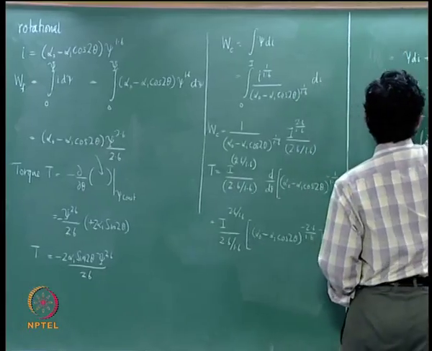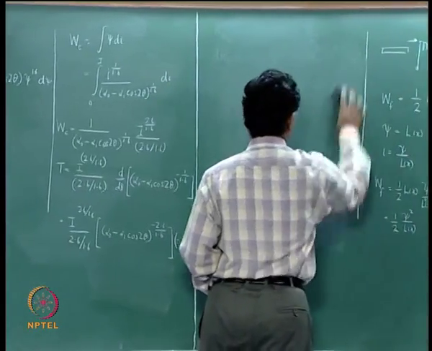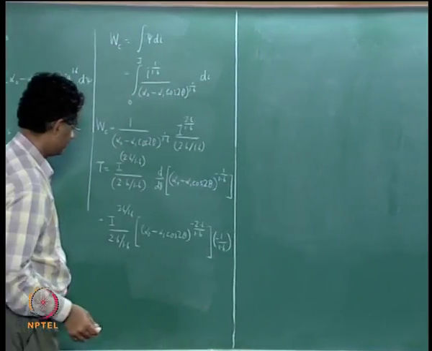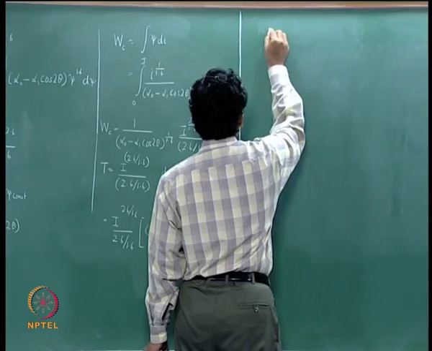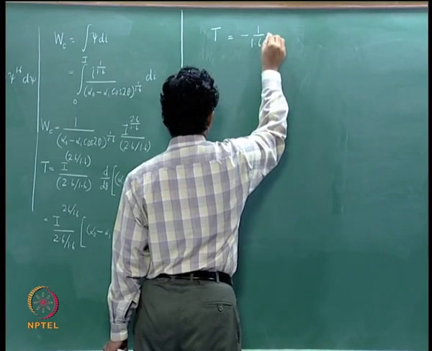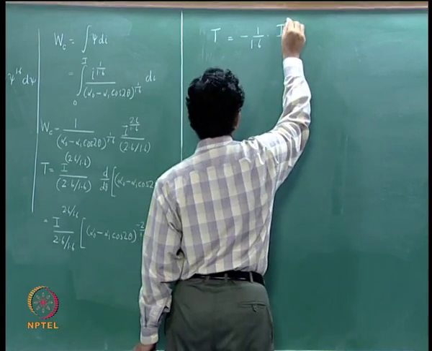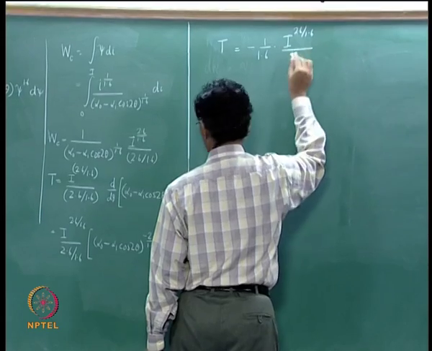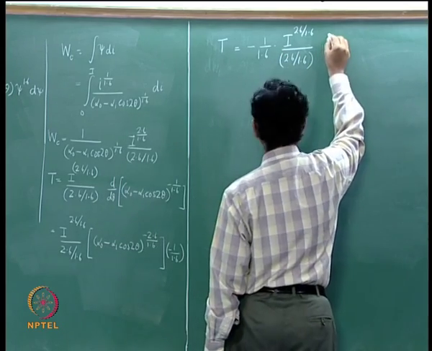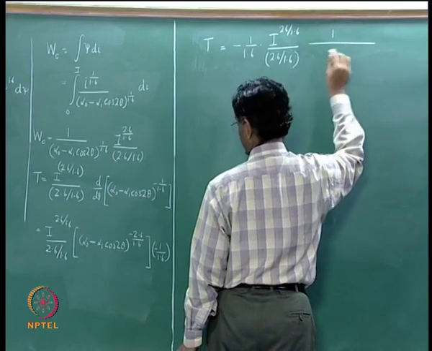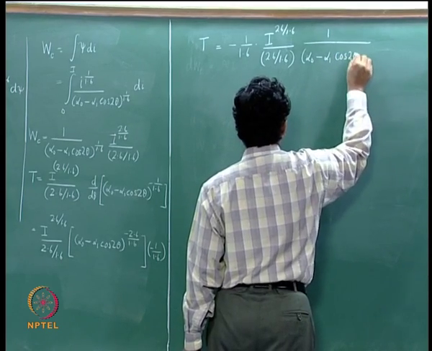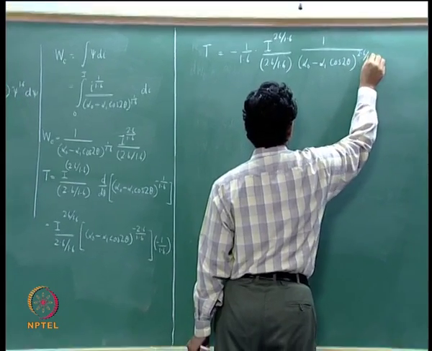So let us now simplify that expression. What we have is torque we have obtained as minus 1 by 1.6 multiplied by I to the power of 2.6 by 1.6 divided by 2.6 by 1.6, multiplied by 1 by alpha naught minus alpha 1 cos 2 theta to the power of 2.6 by 1.6.